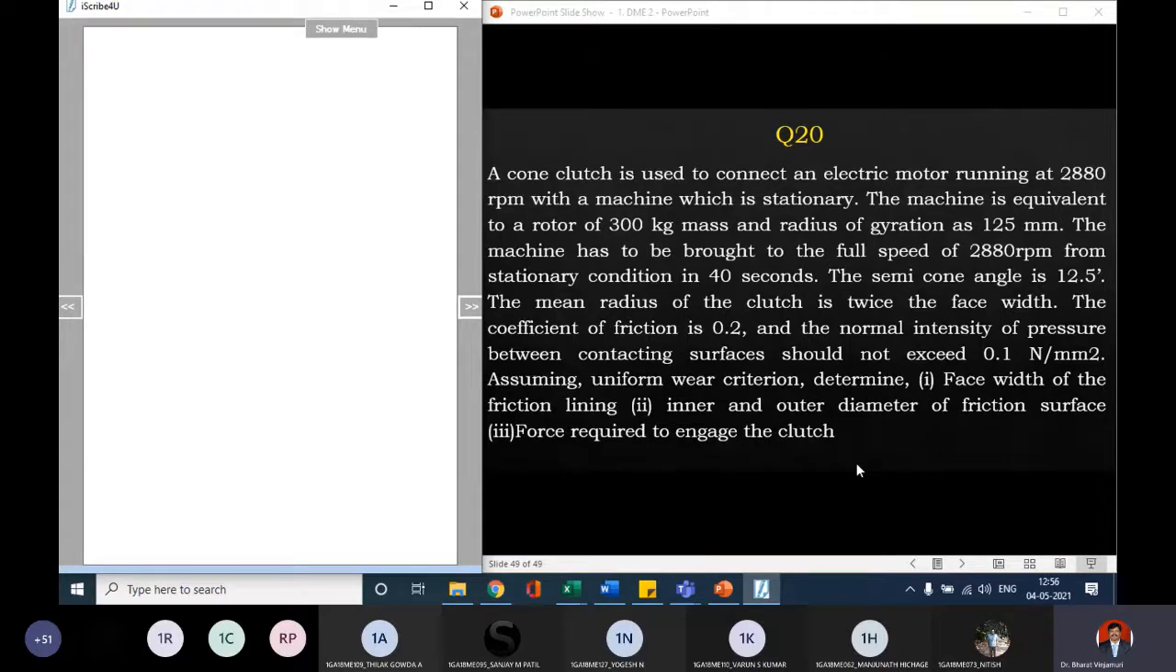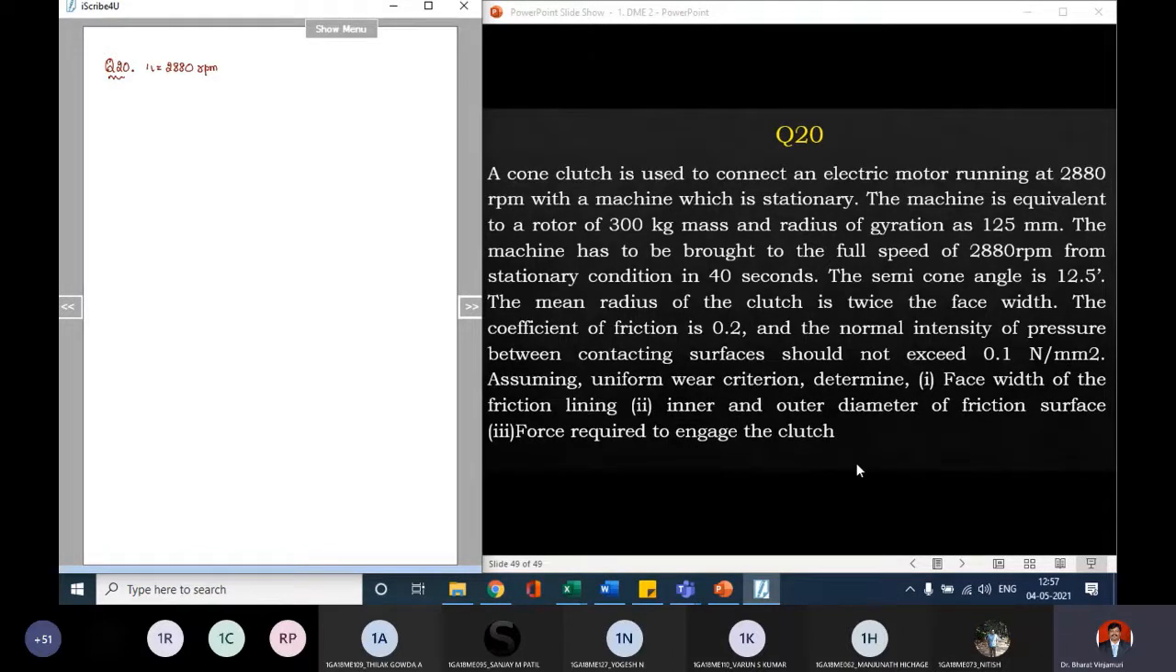A cone clutch is used to connect an electric motor. He says he wants to use a cone clutch to connect an electric motor. Question number 20, carefully observe this question, because this is most important. The electric motor is running at 2880 RPM, so small n here is given as 2880 RPM. The motor is running with a machine which is stationary. So you want to connect the electric motor and run the machine. That is what you want to see.